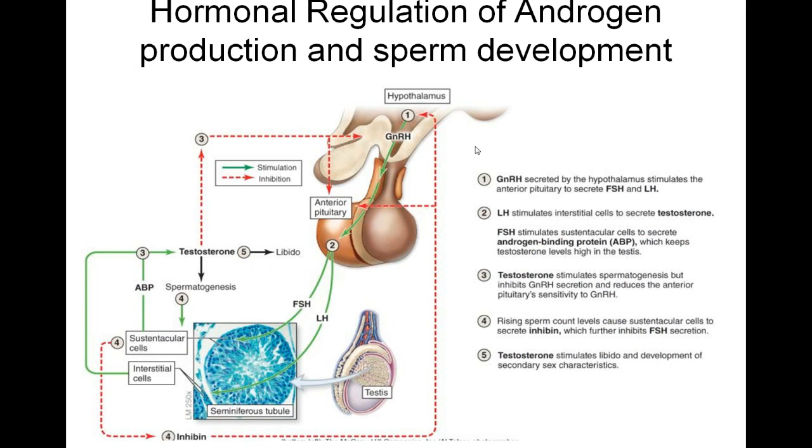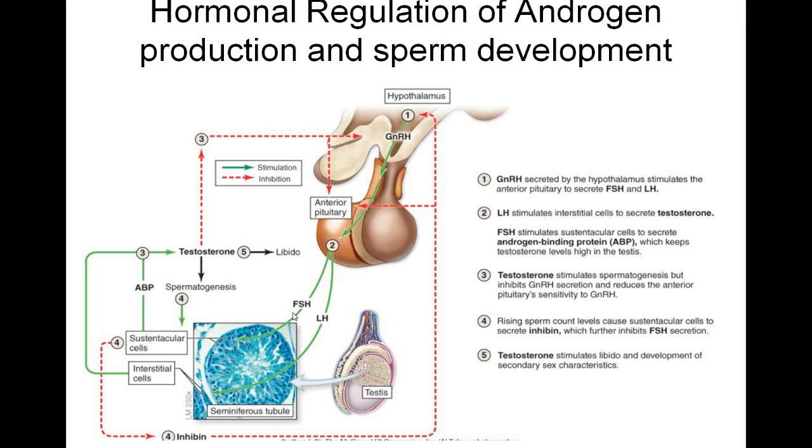Now, how does all this work? This picture shows, so we're going to start with number one. We're going to walk you through. Number one, we're going to start up here at the hypothalamus. The hypothalamus will stimulate gonadotropin-releasing hormone, and that's going to travel down through the infundibulum to the anterior pituitary. The anterior pituitary is going to make follicle-stimulating hormone and luteinizing hormone.